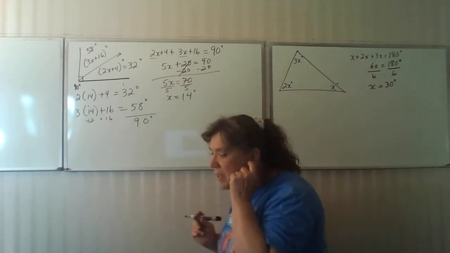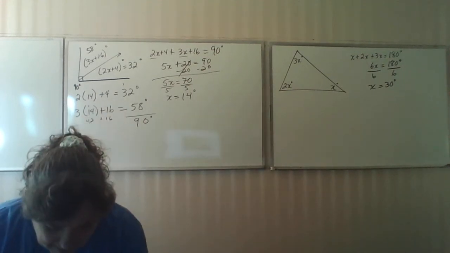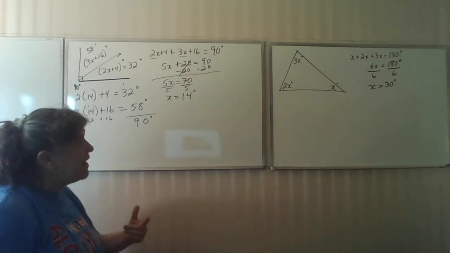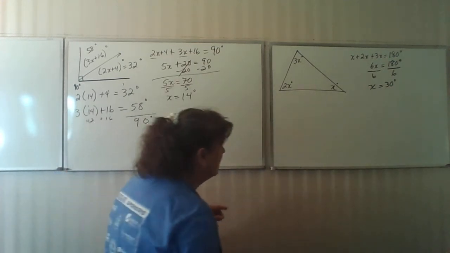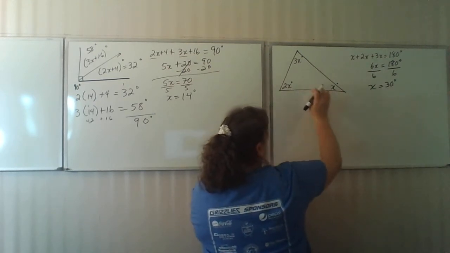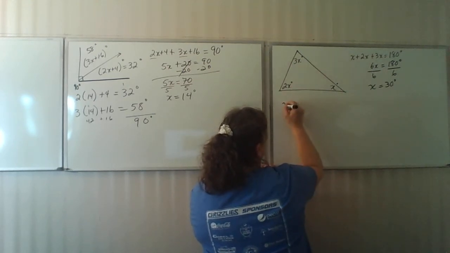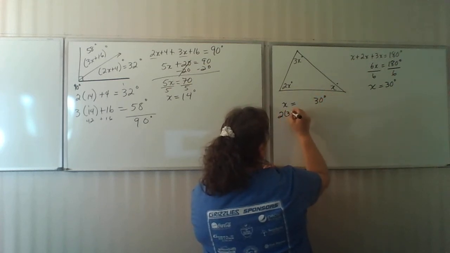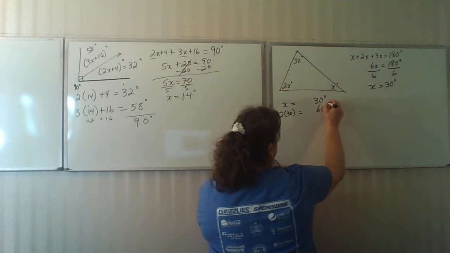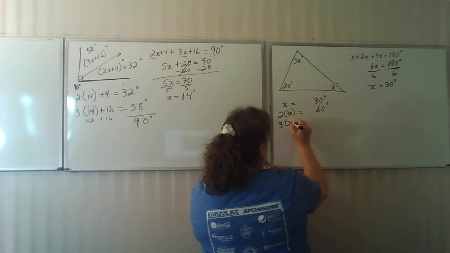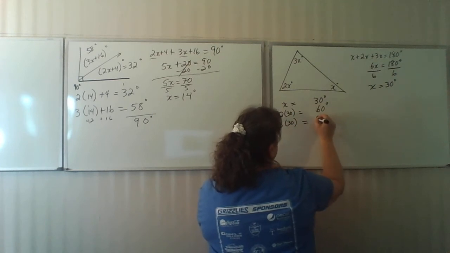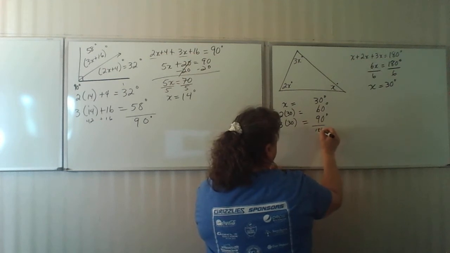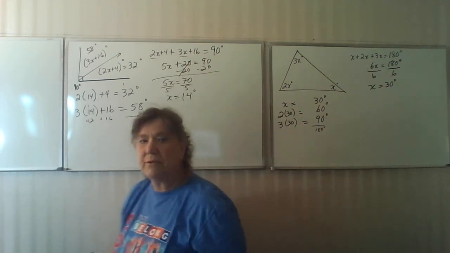But again, what is the question? That's the key. Find the measure of all the angles. Since we have to find the measure of all the angles, it means that my 30 has to go in for each one of these x's. So x is equal to 30 degrees. 2 times 30 is equal to 60 degrees, and 3 times 30 is equal to 90 degrees. Therefore, add them all up, and that equals 180. So we know we have the right answer.